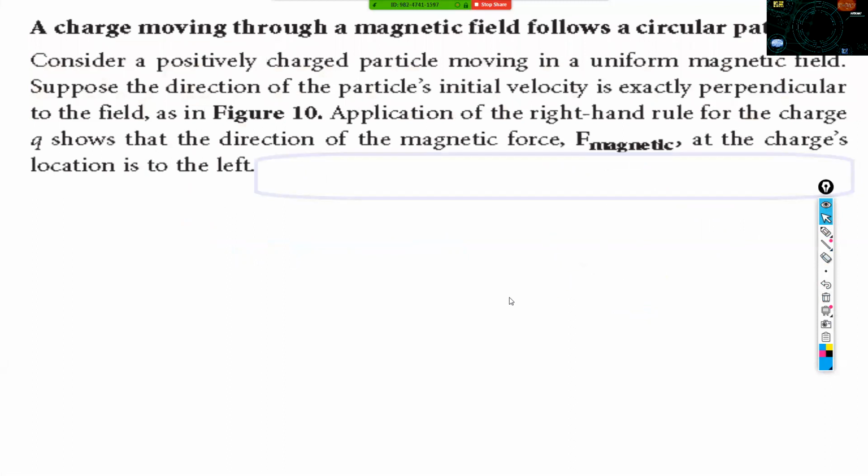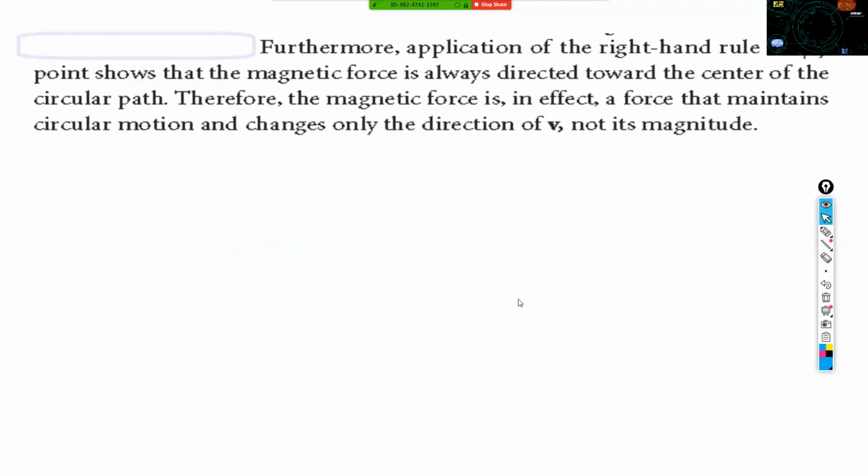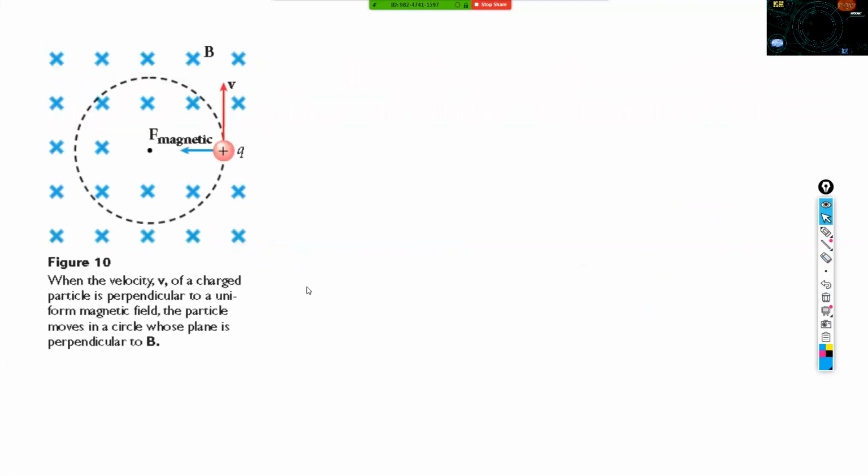Now, some interesting things occur here. You can get charges to start to curve. In this case, you have a magnetic field into the page and a charge that is moving to the left. If you apply your right hand rule here, I'm sorry, it's moving in this direction, so my thumb would be moving in this vector.